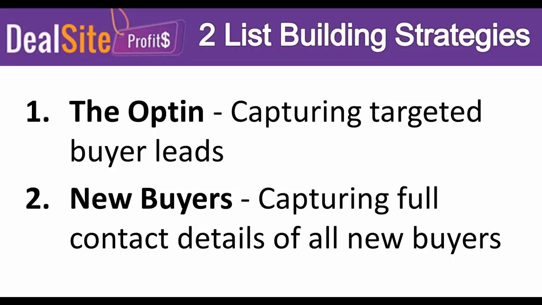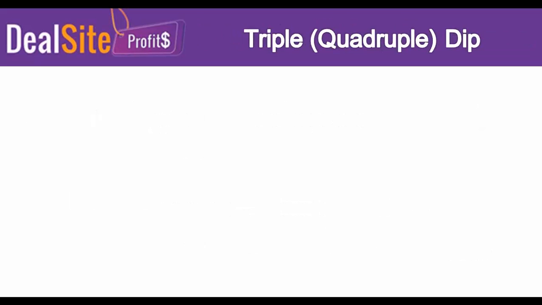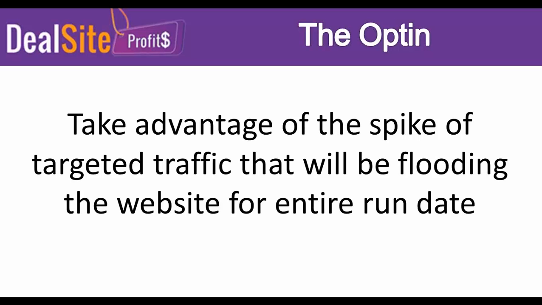Now, many people think that the deal sites give you all of that information of people that purchased your product or purchased from the deal site, but you'd be surprised that they don't. And we're going to talk about how you can overcome that in the next few slides. So let's start right now with the opt-in. What we did here is we took advantage of the spike of targeted traffic that's flooding the website for the entire run date.